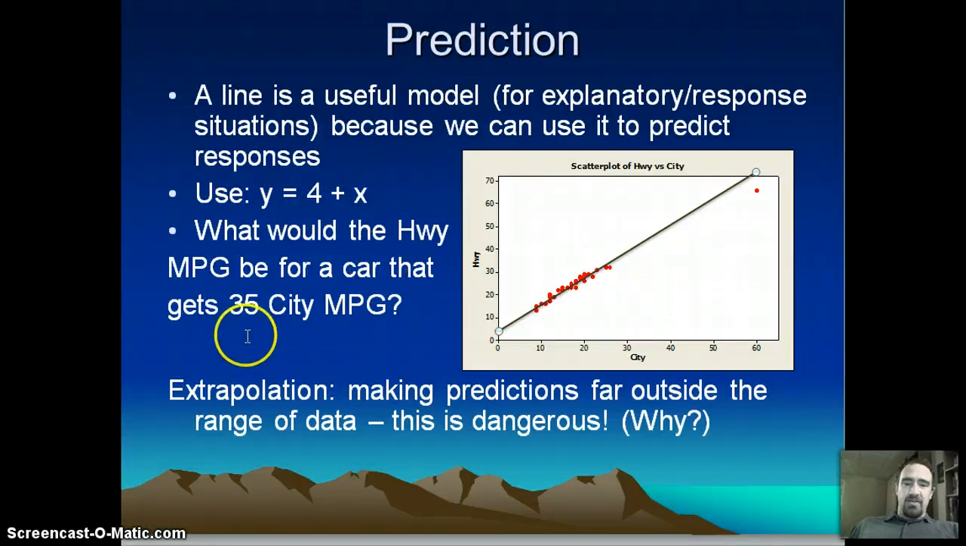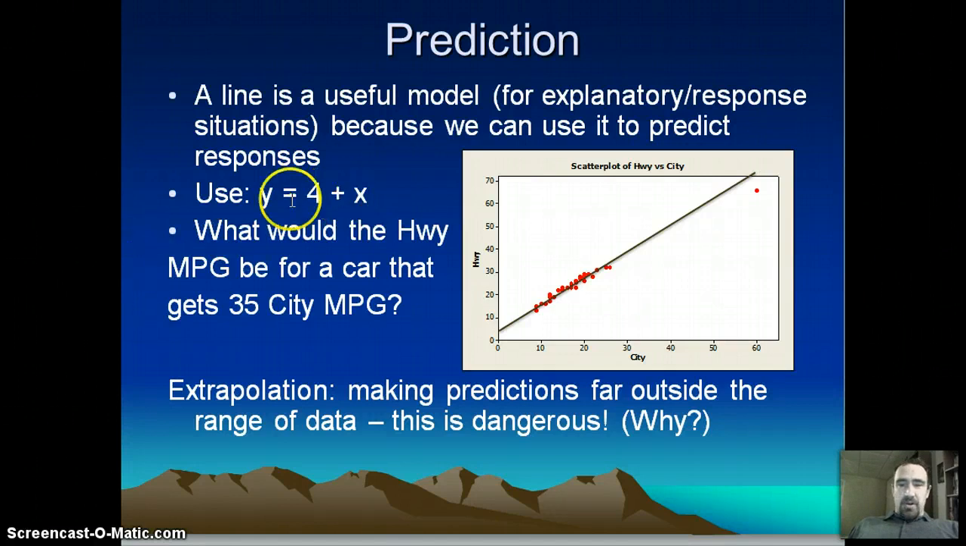Now, one thing to be careful about is extrapolation. That's making predictions far outside the range of data. You don't want to do that. That's dangerous. Why? Because you don't have data that supports that. So this straight line could go on forever, but we don't have any data that makes us think it should go that way. What if we had a car that got 100 city miles per gallon? Our line predicts 104 highway miles per gallon. That doesn't make any sense. We don't have any cars that far out to know that the relationship is still like that way out there. So you want to avoid extrapolation. Stick around close to your data to make predictions.